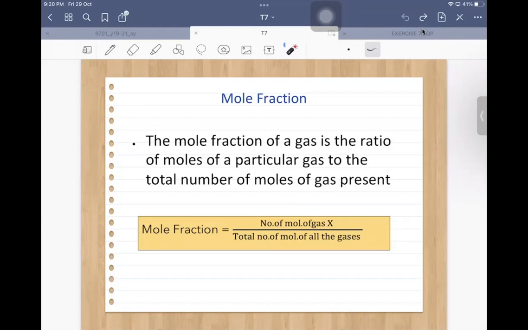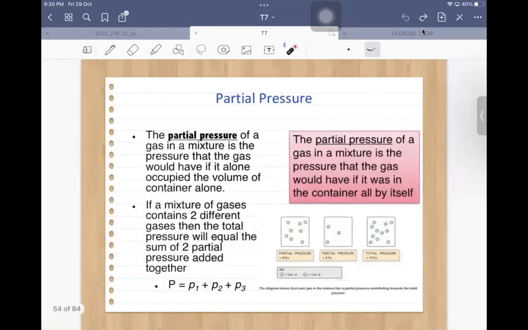And similarly, I would do the same for the mole fraction of girls. For gases, we look at the mole fraction as the number of moles of gas X, so that's the particular gas that we are interested in, over the total number of moles of all the gases. And there you have the mole fraction. Okay, so we will put that aside.